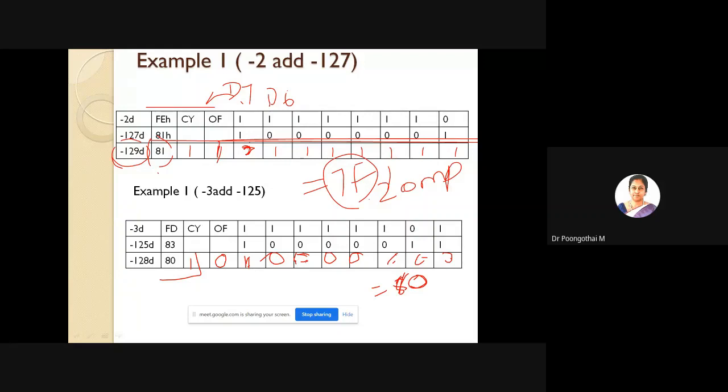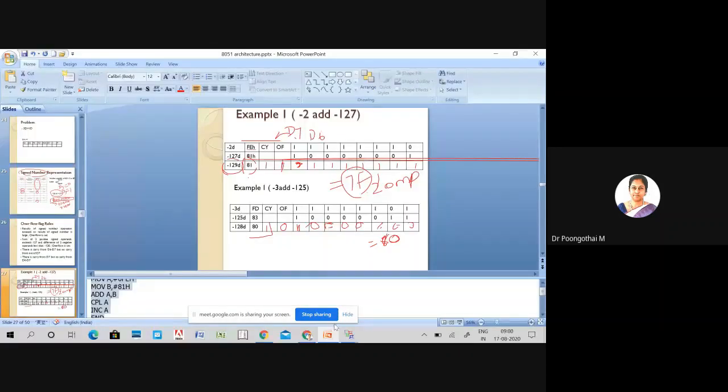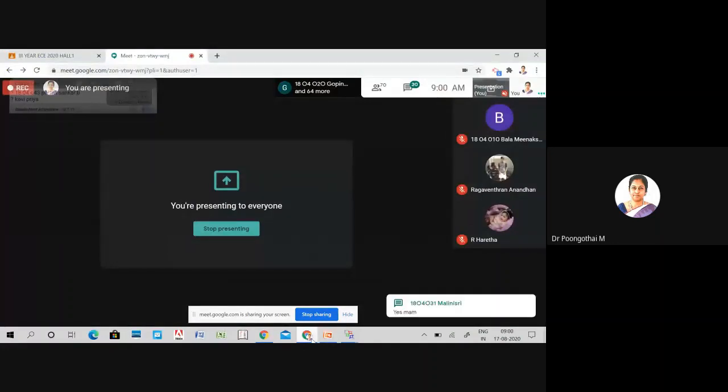So to summarize, the overflow flag is used to determine if a signed arithmetic operation has overflowed. Suppose there is a chance of overflow, we need to adjust the value. So the correction is needed for the sum. That is the concept of overflow. For that, we have to take the 2's complement of our results. Is it clear, students? Okay.